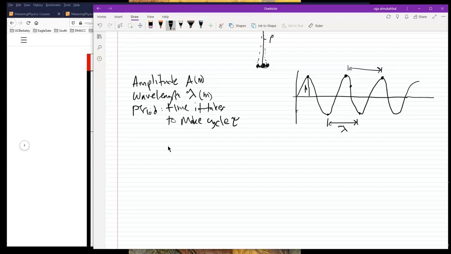Your book uses big T. I'm going to use tau. We'll reserve big T for temperature, but it's okay. We'll call it tau. Also, we have something called the frequency. The frequency is the number of cycles per unit time, specifically per second. In other words, how many cycles has the wave made in 1 second? So that's the symbol f, and the unit of it is hertz.